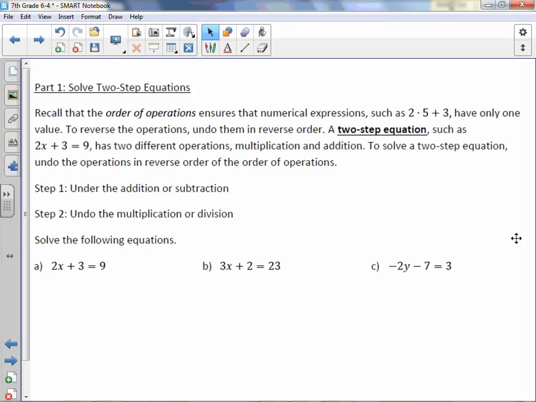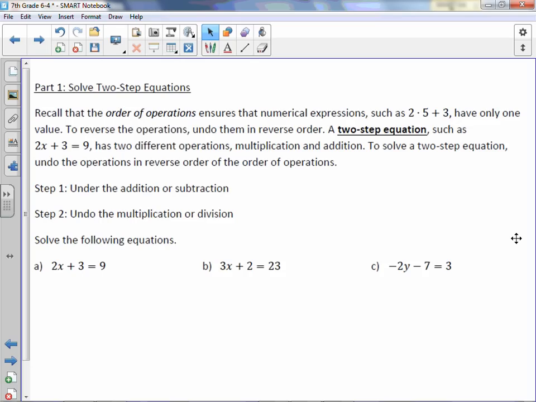Recall that the order of operations ensures that numerical expressions, such as 2 times 5 plus 3, have only one value. To reverse the operations, undo them in reverse order. A two-step equation, such as 2x plus 3 equals 9, has two different operations, multiplication and addition. To solve a two-step equation, undo the operations in the reverse order of the order of operations.